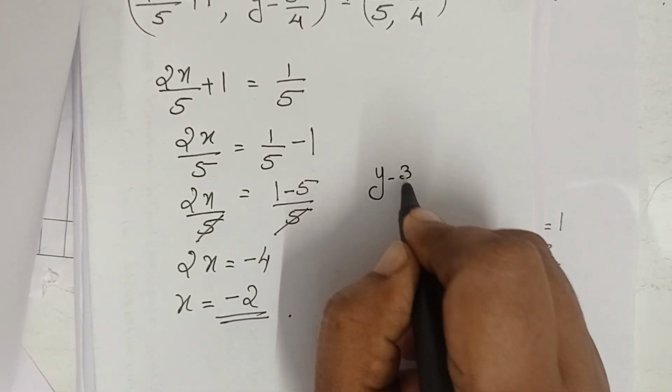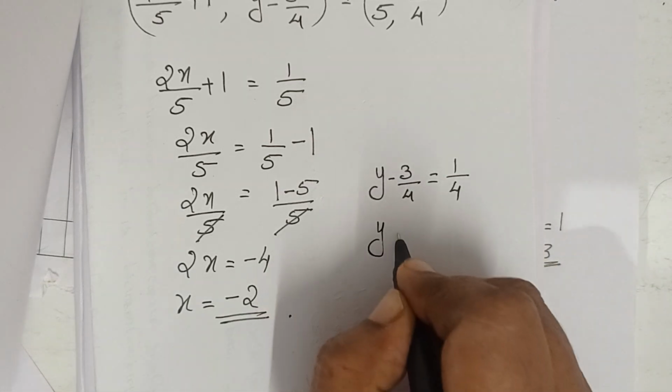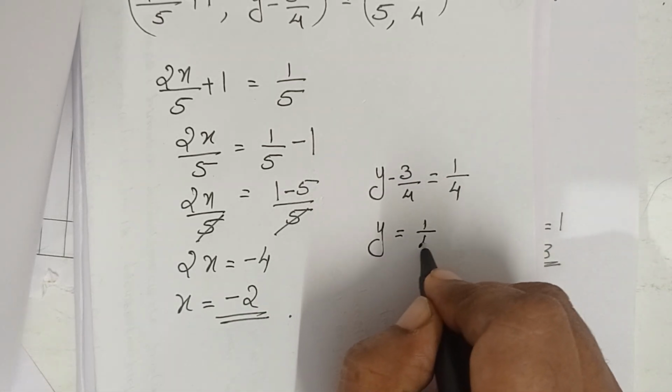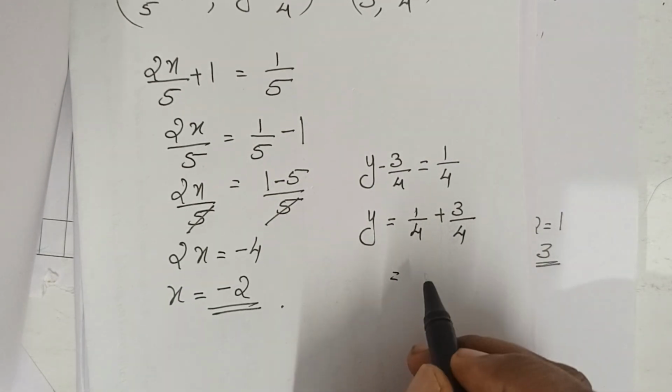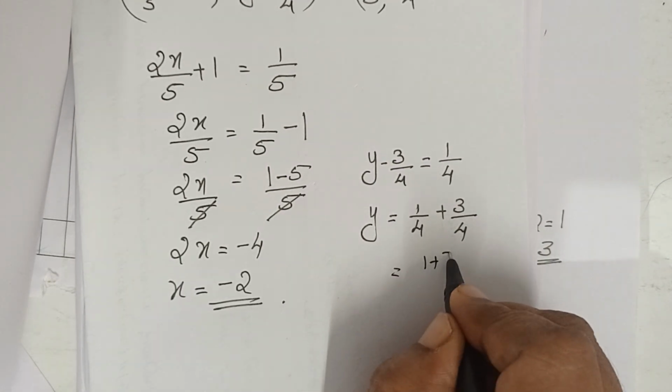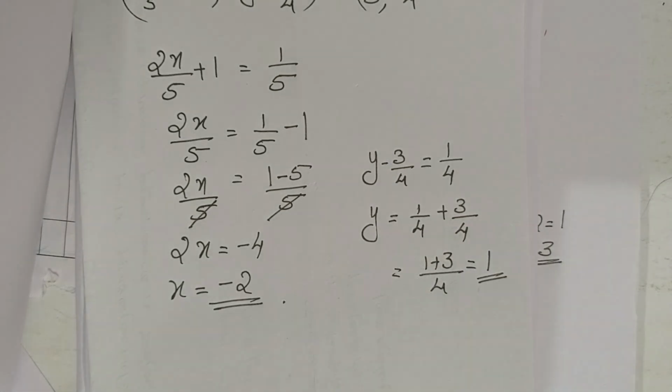y minus 3 by 4 equal to 1 by 4, which implies y is equal to 1 by 4 plus 3 by 4. That means same denominator implies adding the numerators. 4 by 4 gives 1. So x is equal to minus 2 and y is equal to 1.